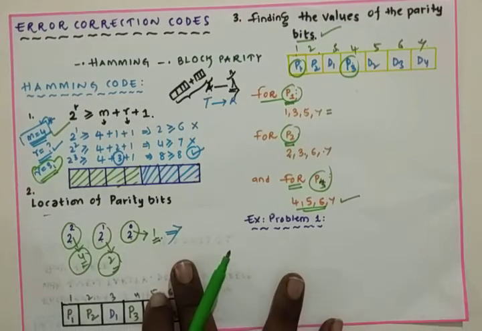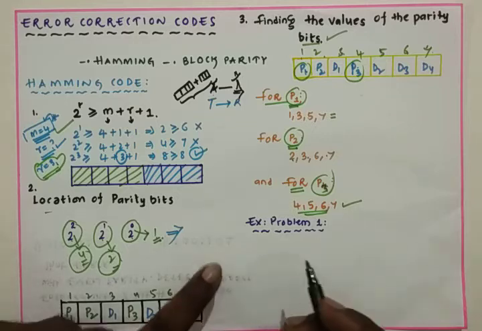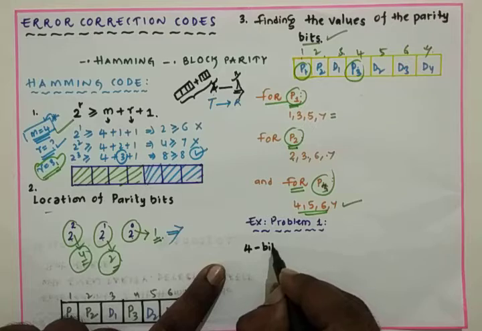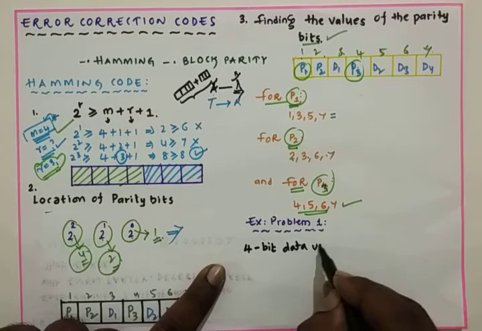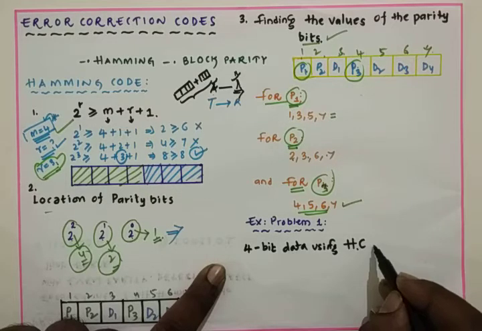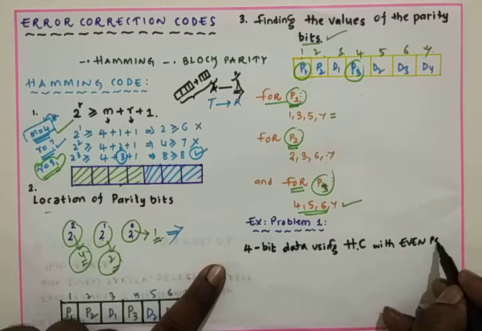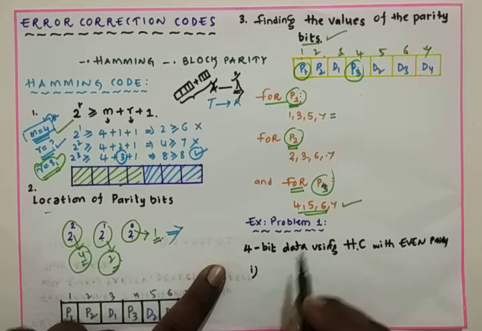Now I am going with one particular problem. Encode the following 4-bit data into the Hamming code using even parity. Here the question we have: encode the following 4-bit data using Hamming code with even parity. Then the data is given as what?